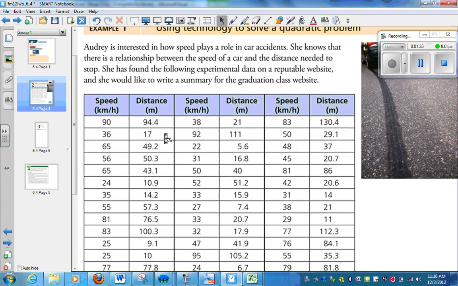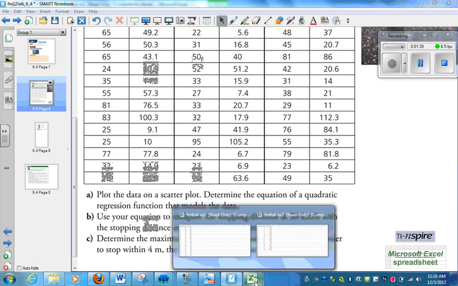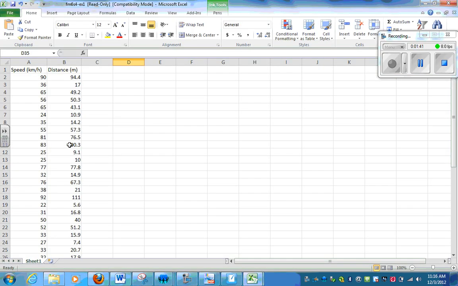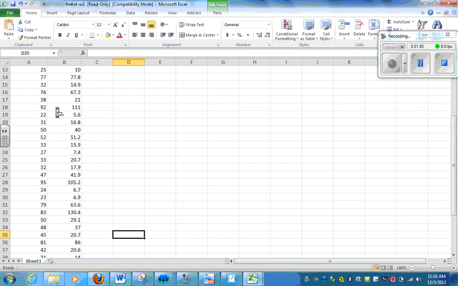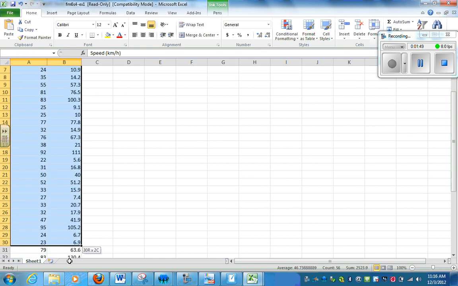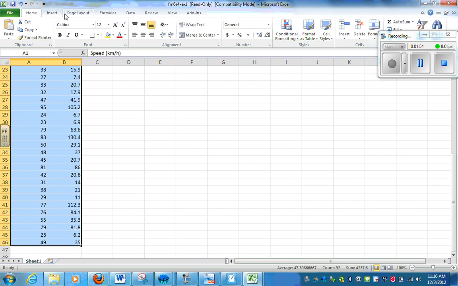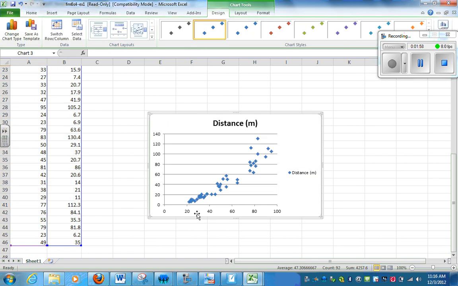Okay, so we have a whole bunch of data. We're going to plot it on a scatter plot. What I'm going to use once again is Excel. I've entered in all that data, and sometimes entering the data is going to take a lot of time. I'm going to highlight the data that I want. Just like with linear regression and linear modeling, I go to Insert and create a scatter plot. So this is what my information looks like.